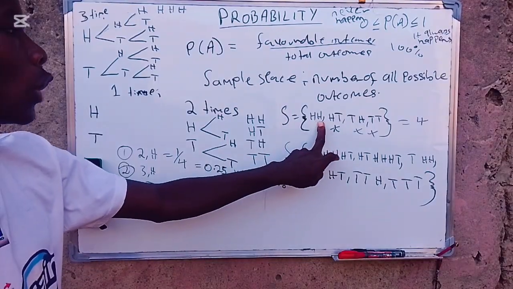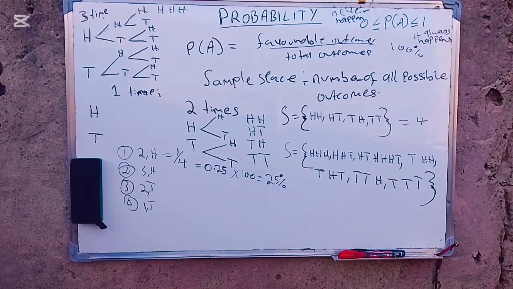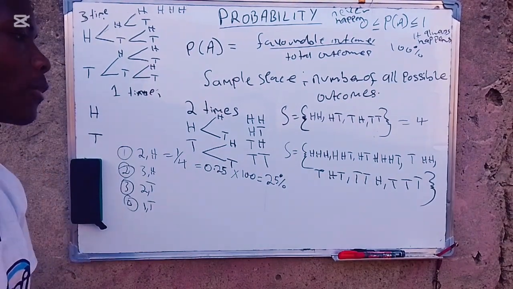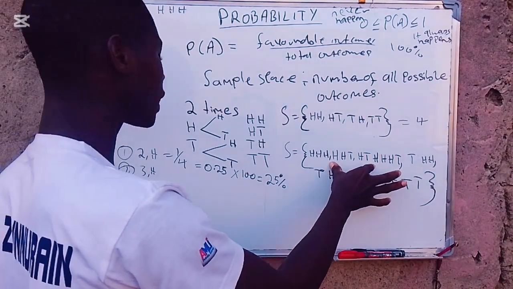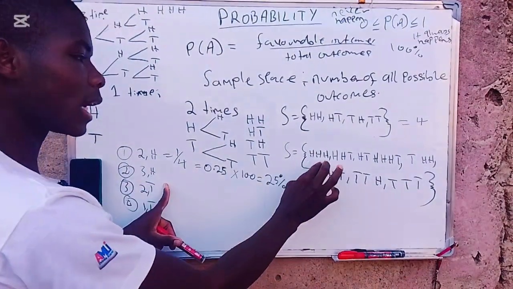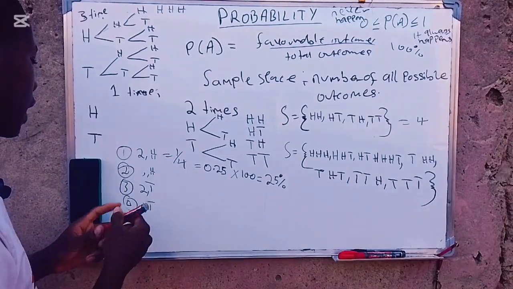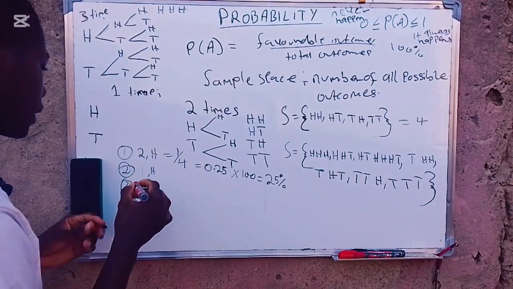So, at least getting 3 heads: we will not get 3 heads because we are flipping only 2 times. We can't get at least 3 heads here. So let us clean it and say at least 1 head.